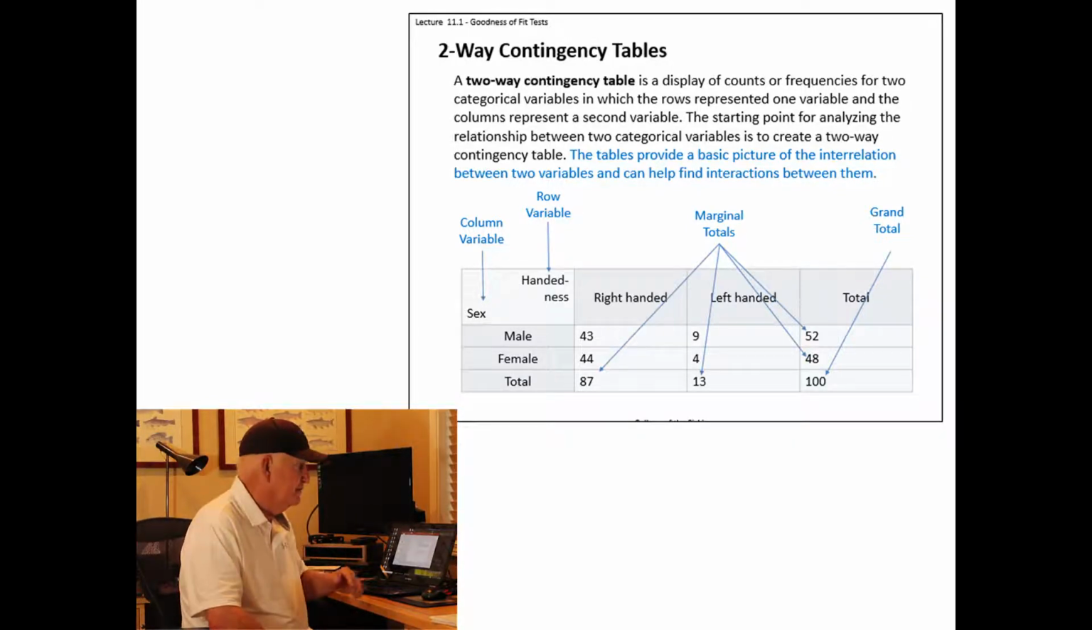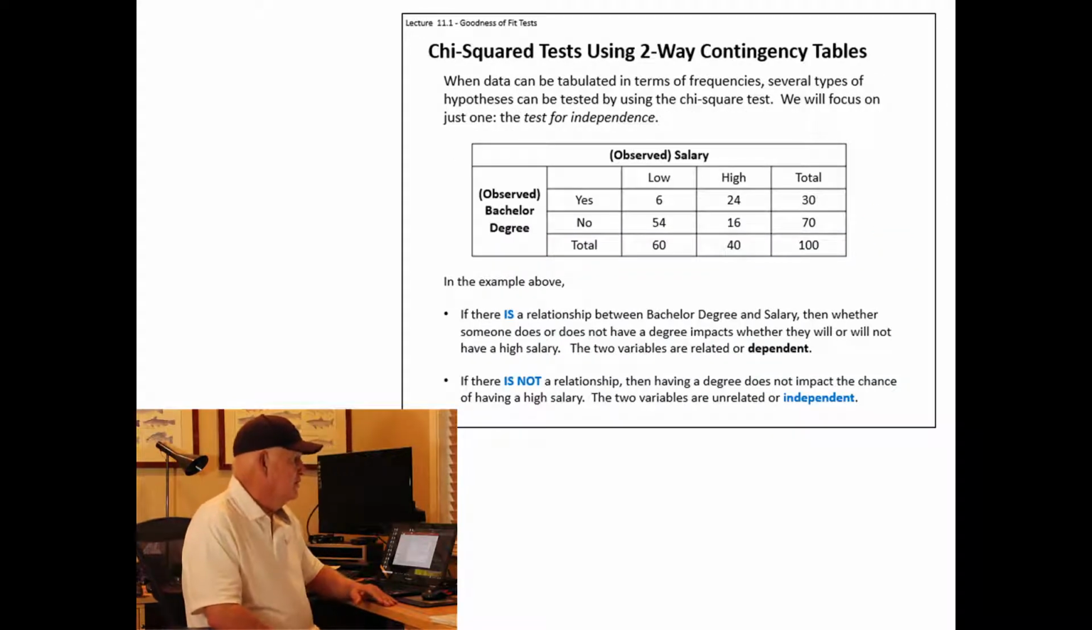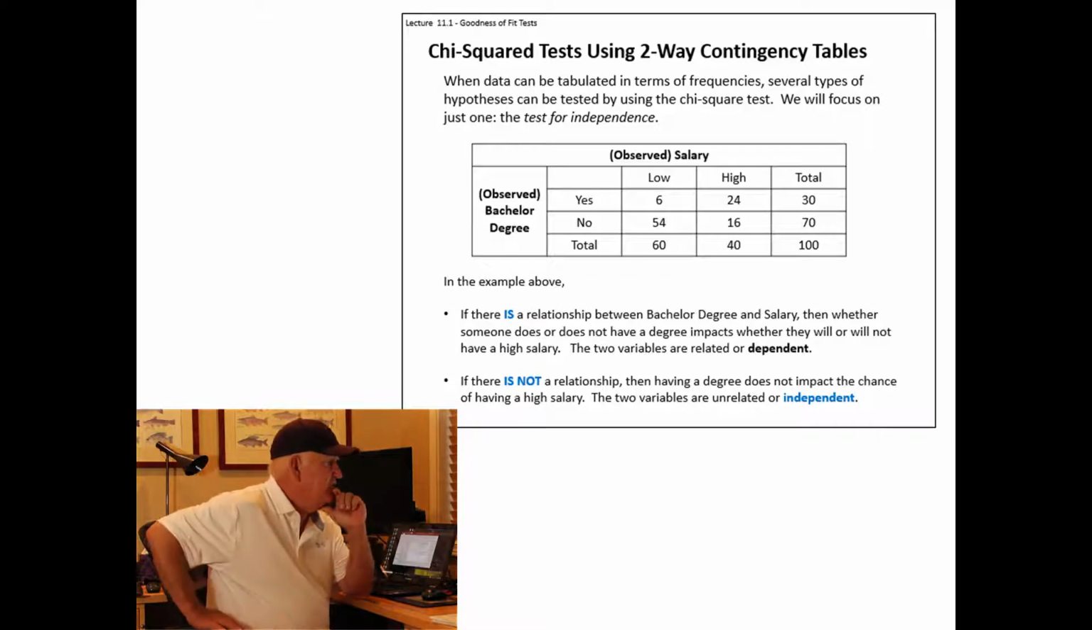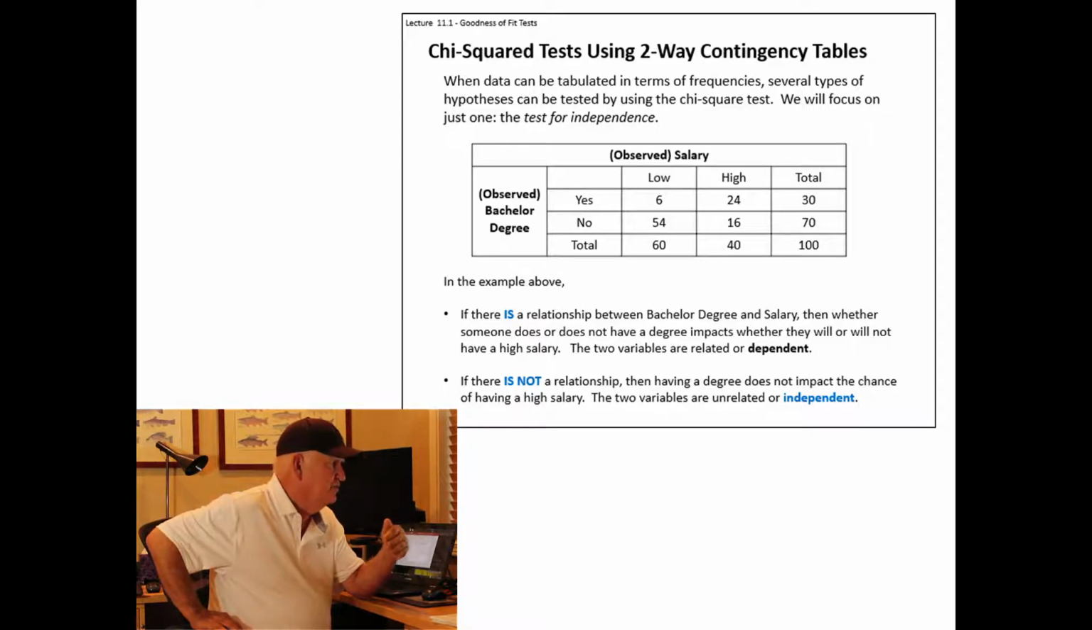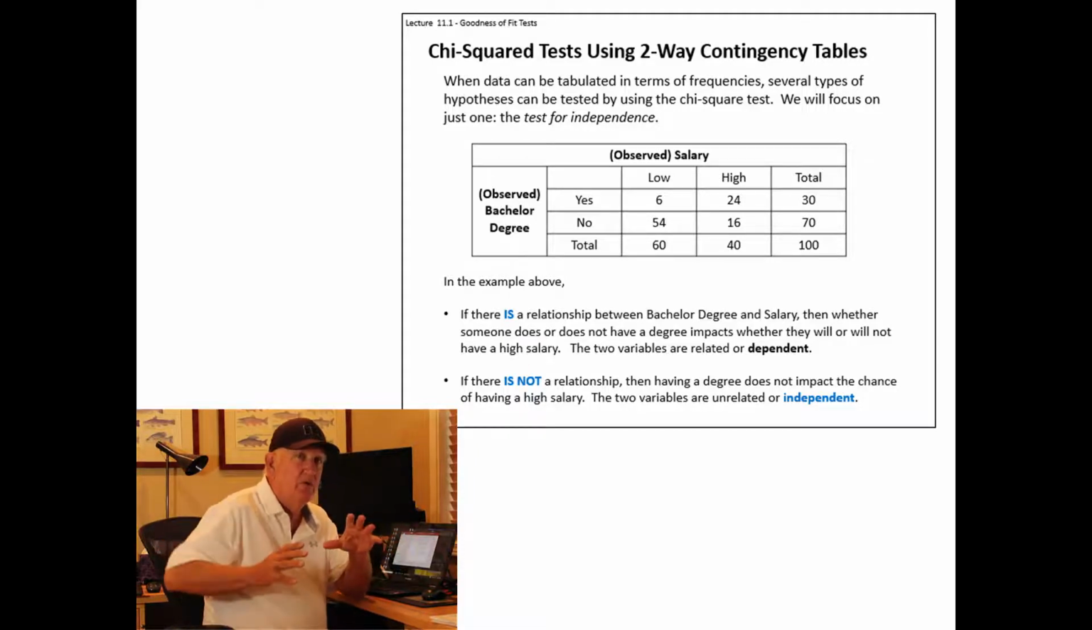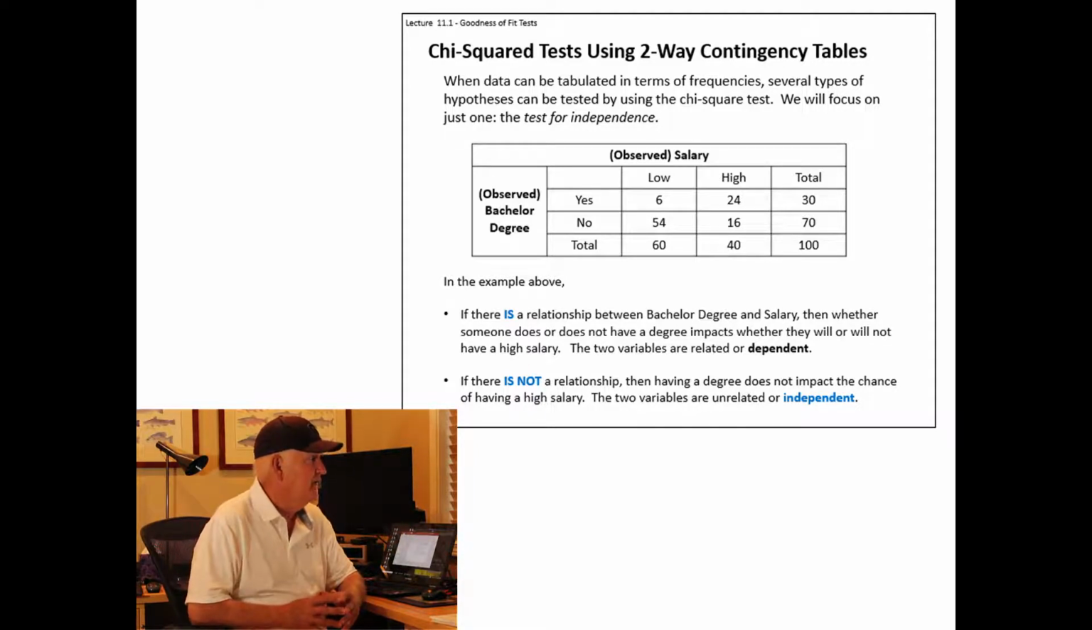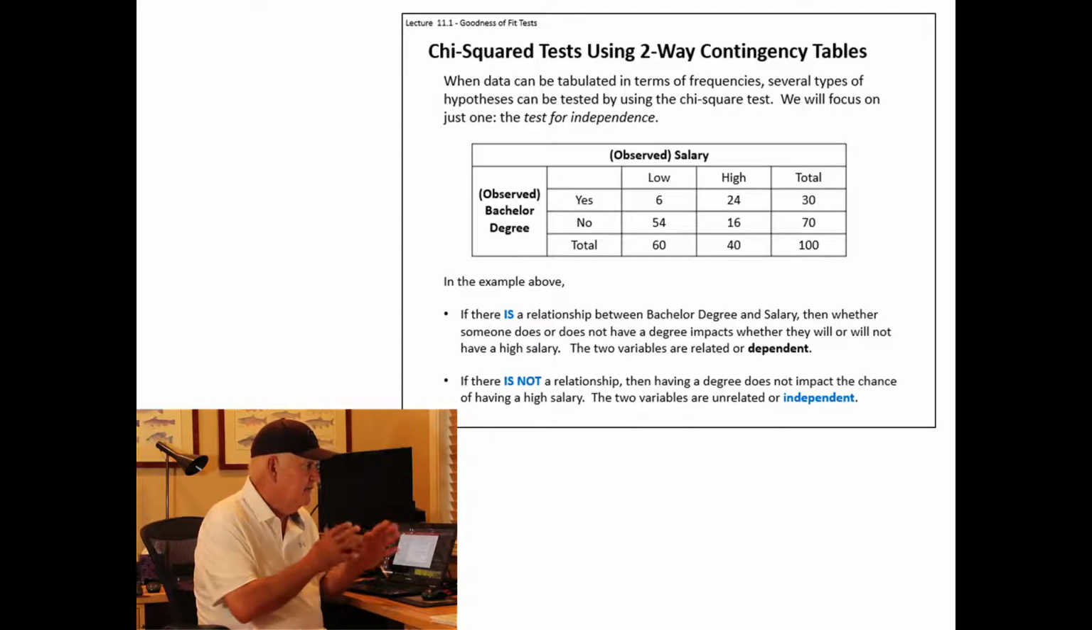Well, that's a pretty cool thing, right? So let's take a second example here and look a little bit more closely. In this two-way contingency table, again, there's always a row variable. This one is high or low salaries. And there's a column variable. This is whether you have a bachelor's degree or you don't. So you can see what we're trying to get at. We're trying to get at, is there a relationship between a high or low salary and having or not having a bachelor's degree?